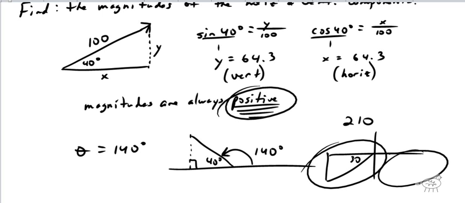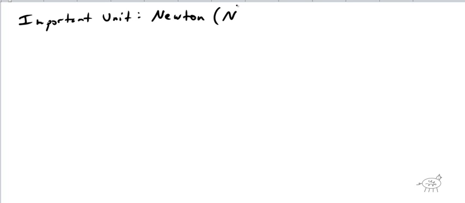Okay, so let's talk about units now a little bit. This is a pretty significant unit for force, which we're going to be using a lot. You'll use it a lot in physics and also in this class as well. It's an important unit, and that is called a Newton. Okay, so Newton, of course, was named after Sir Isaac Newton, right? Pretty brilliant guy.